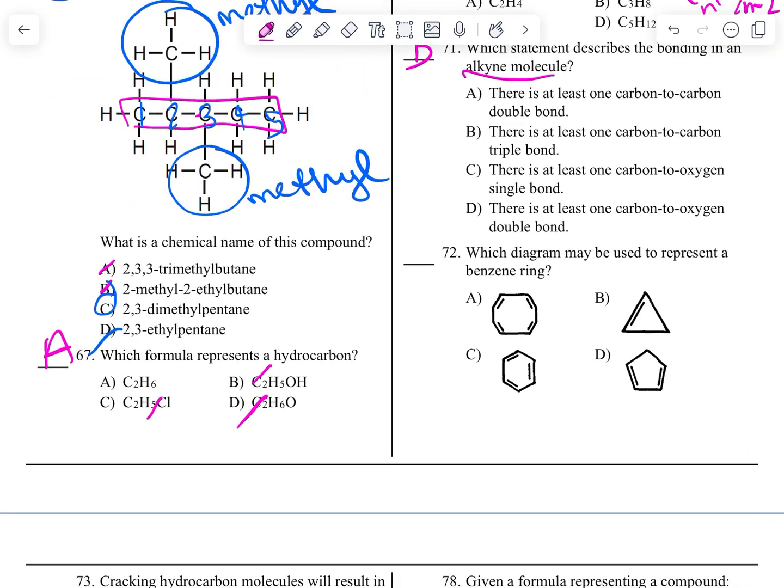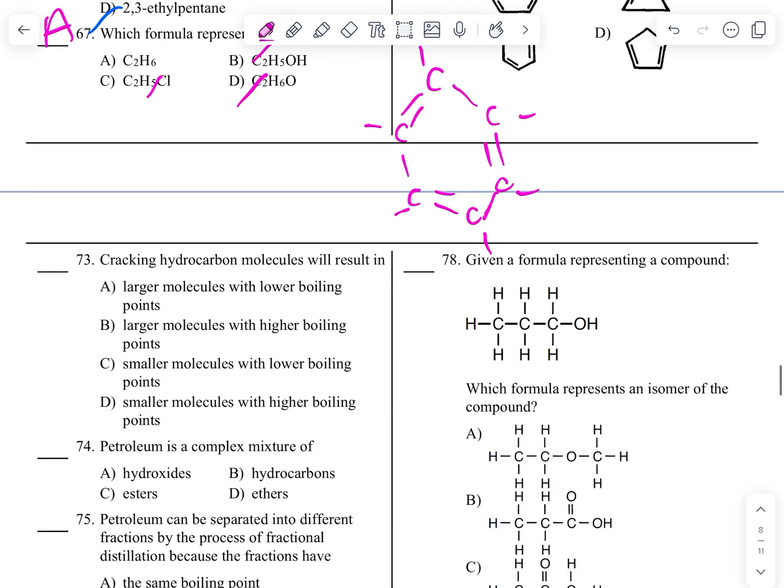Benzene, unfortunately, this is just memorization. It is 6 C's with alternating double bonds. And then, of course, we'd have hydrogens like this. But to simplify it, we just draw the hexagon with alternating double bonds.